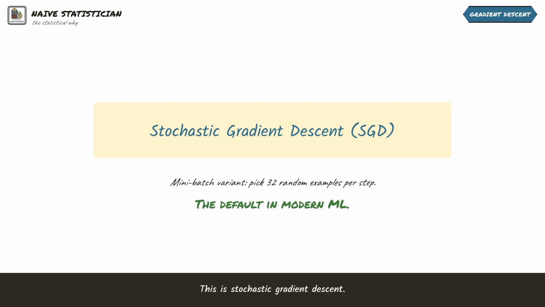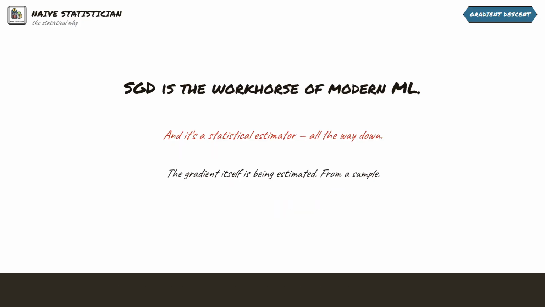This is stochastic gradient descent, SGD. It is faster per step, scales beautifully to huge data sets, and surprisingly often works better than full batch gradient descent. The noise actually helps escape shallow local minima in non-convex landscapes. SGD is the workhorse of modern machine learning, and it is a statistical estimator all the way down. The gradient itself is being estimated from a sample.